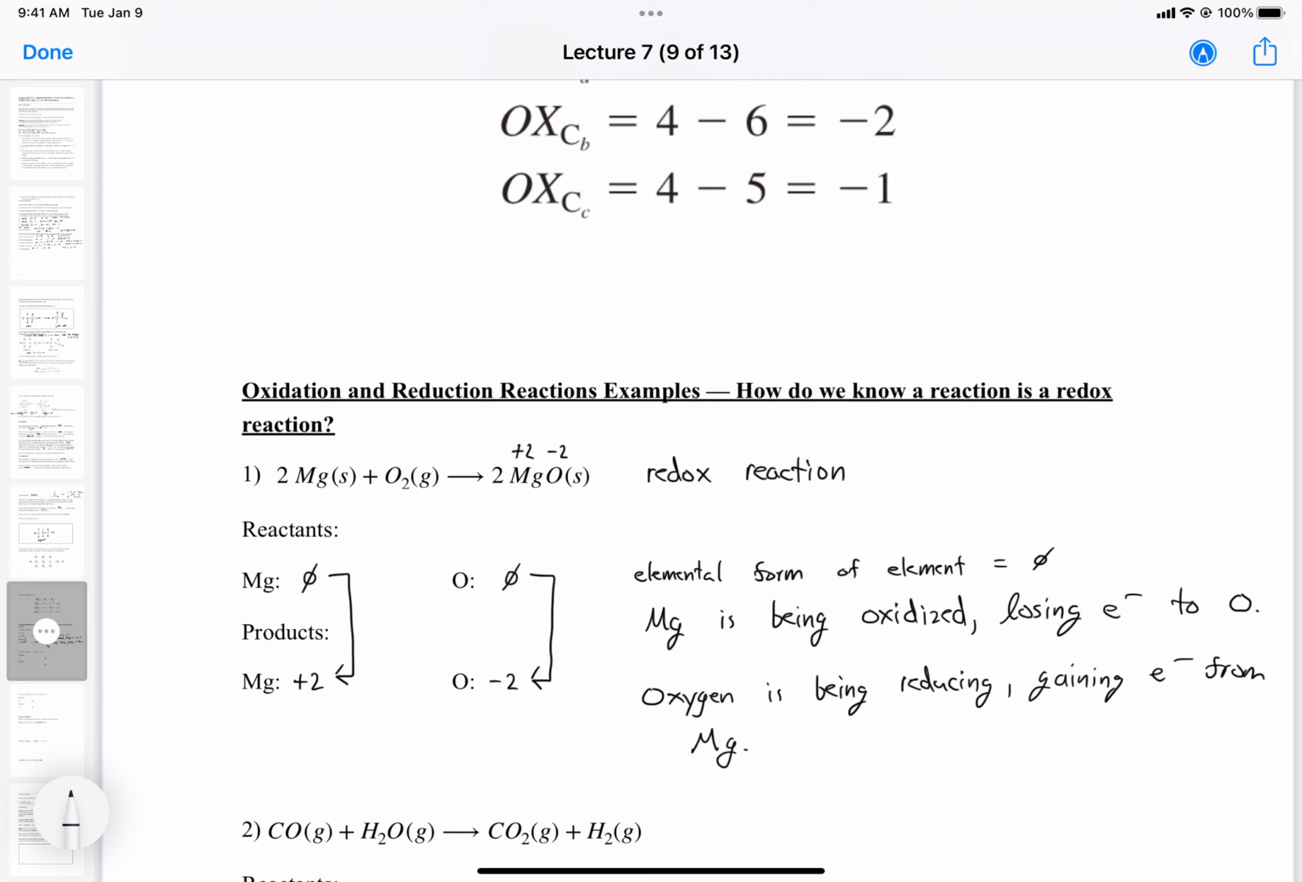Okay, so we can classify each of these reactants as an oxidizing reagent or a reducing reagent. They may sound like familiar terms. Usually the most common oxidizing agents are things like hydrogen peroxide and oxygen. They're good oxidizing agents because they like to be reduced. So in this case, we call oxygen the oxidizing reagent.